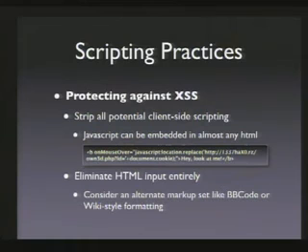Protecting against cross-site scripting. Basically, the first thing is that you need to strip all potential client-side scripting out of any input that you get from the user.